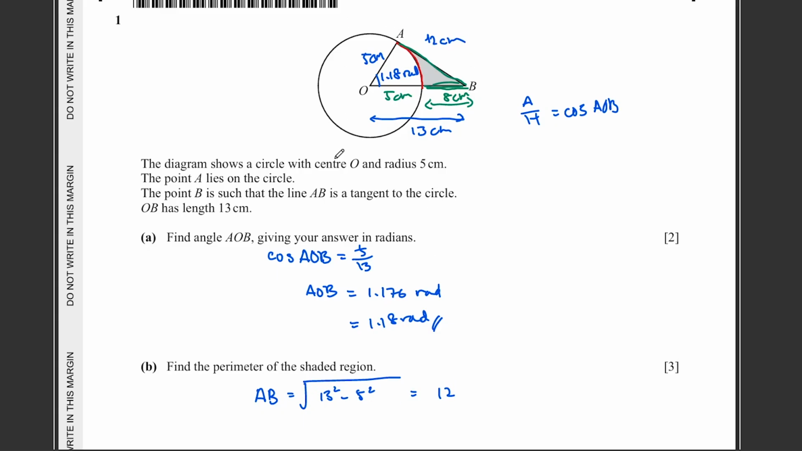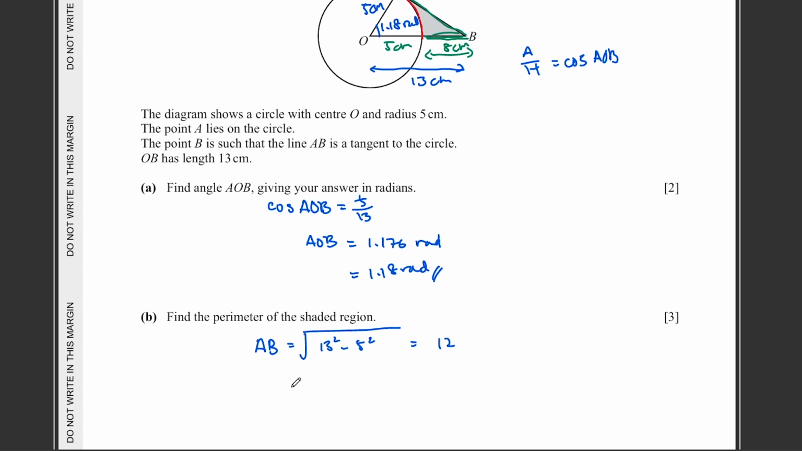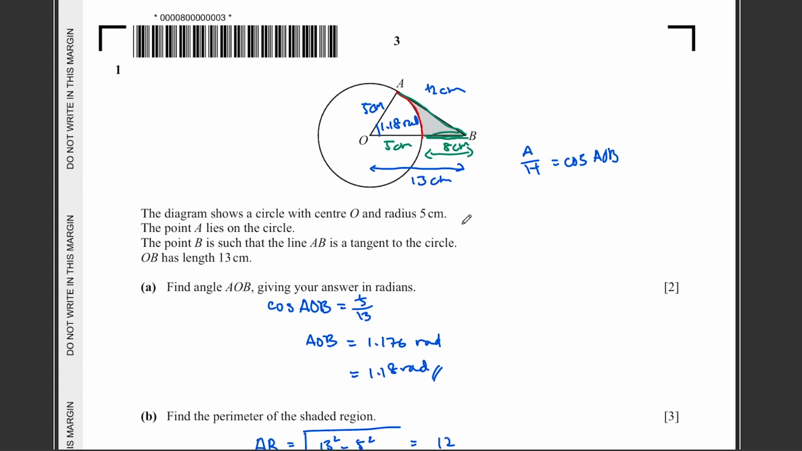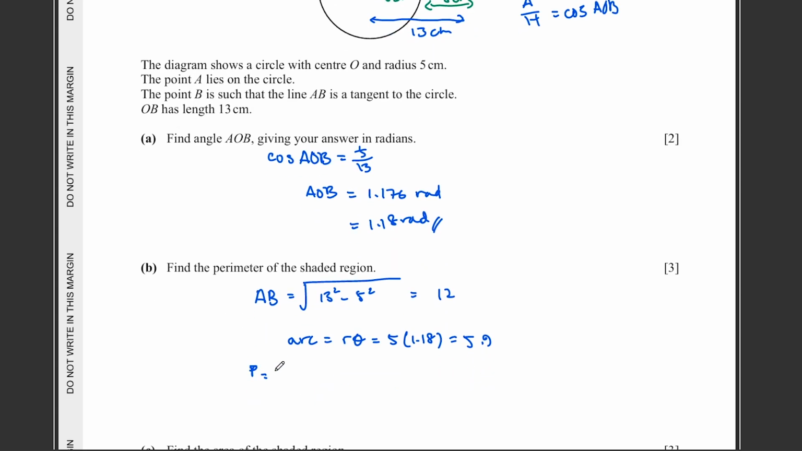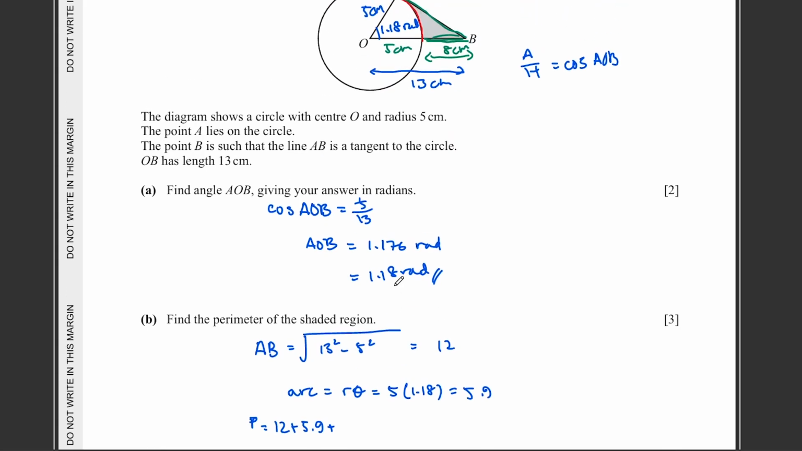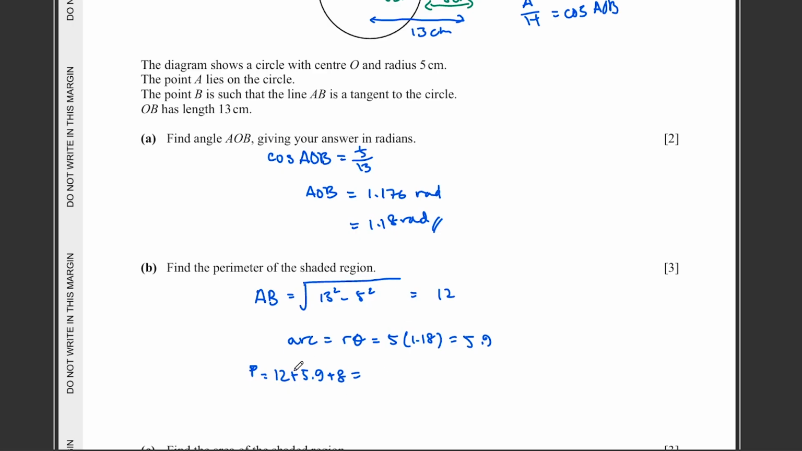The only thing left is the arc. If you don't remember the formula, you can refer to the formula sheet. It is r theta, and theta must be in radian. r will be 5 cm, theta will be 1.18, and the answer will be 5.9. So the total perimeter is 12 adding 5.9 adding 8, so 25.9 cm. That will be the final answer.